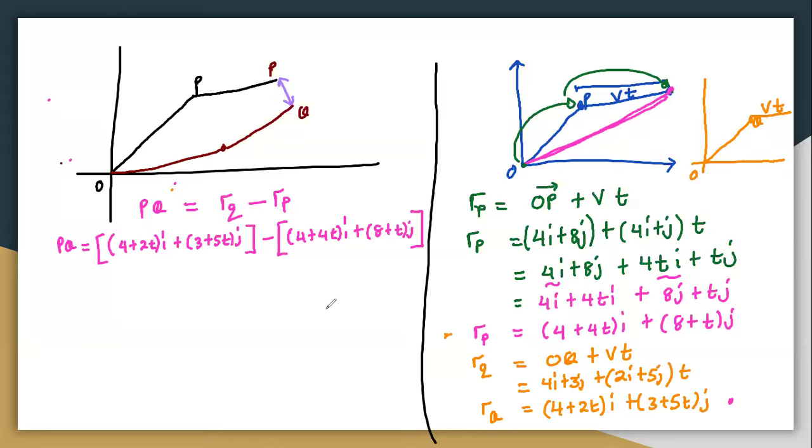Now when we are subtracting vectors, we subtract corresponding components. I get the i and the i, the j and the j. So we are going to get the i's first: this is 4 plus 2t i minus 4 plus 4t i. That is the first bracket. Then I'm going to have the second one, plus 3 plus 5t j minus 8 plus t j.